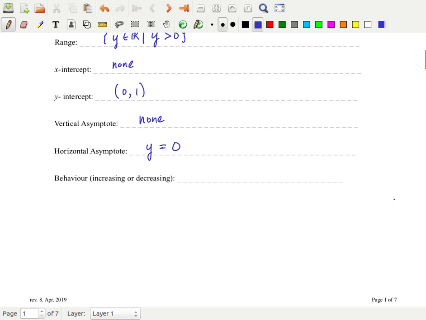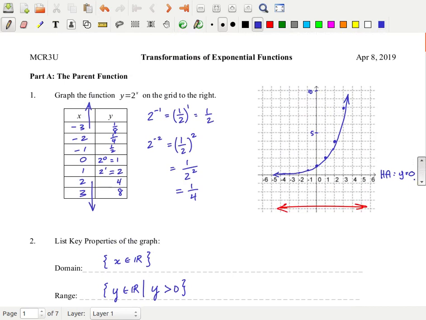And the behavior, increasing or decreasing. Now, when we talk about increasing or decreasing behavior, what you want to do is you always want to be looking. So when we're looking at behavior, we always want to be looking from left to right.